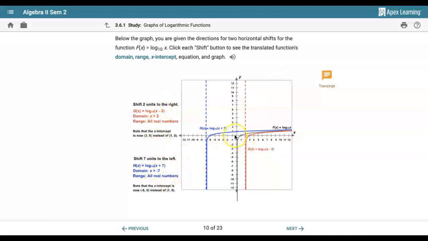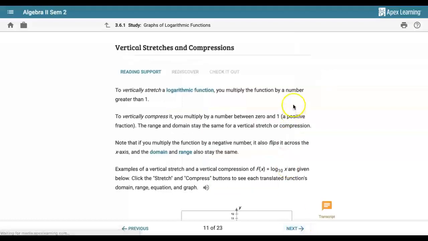So when we moved 2 units to the right, instead of it being at 1, 0, now we add it, and we're now at 3, 0, because we moved to the right. Same thing when we moved to the left. We moved 7 units to the left, so instead of being at 1, 0, we had to do 1 minus 7, which gives us this negative 6 value.